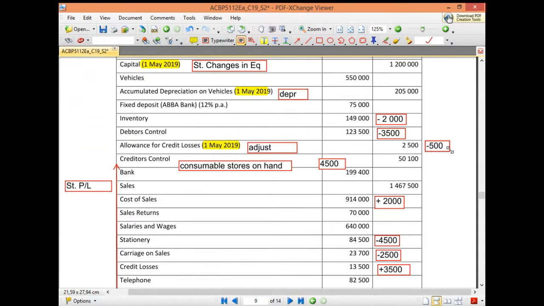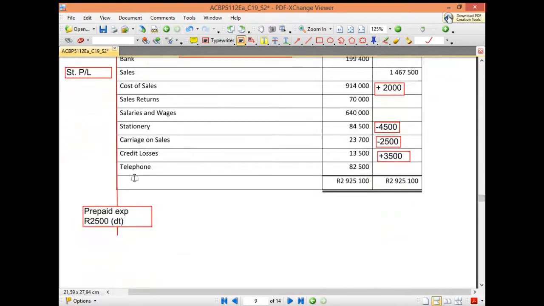Now, if we reduce a credit, we would debit it, which means our allowance for credit losses adjustment allowance. Okay, so because we debited the negative asset account, we would have to credit this account with the 500 Rand to get to the allowance for credit losses. Okay. And because that is a credit, this would be shown as other income in my statement of profit and loss.